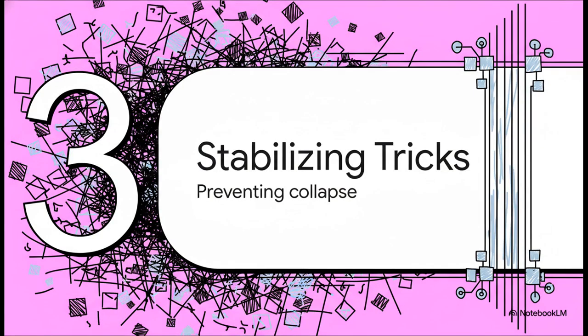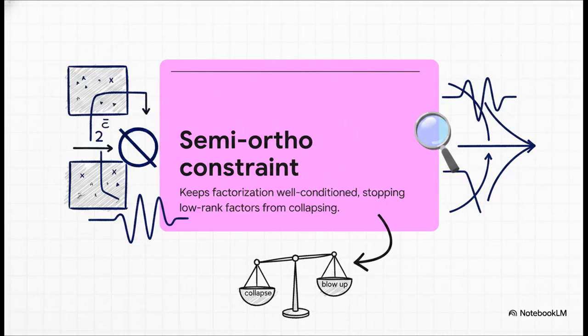Moving right along to Section 3, stabilizing with 2 tricks, because we really need to keep this new architecture from collapsing. Trick number 1 is the semi-orthonormal constraint. See, when you multiply low-rank matrices together over and over, the values desperately want to either shrink to 0 or explode to infinity. To fix this, we slap a strict mathematical rule onto one of the factor matrices during training. By constraining it to be semi-orthonormal, the factorization stays perfectly well conditioned. It forces the model to stay rock solid, ensuring those low-rank pieces don't collapse or blow up.